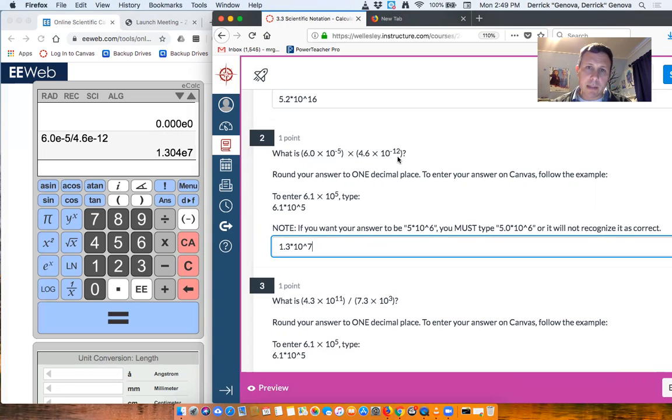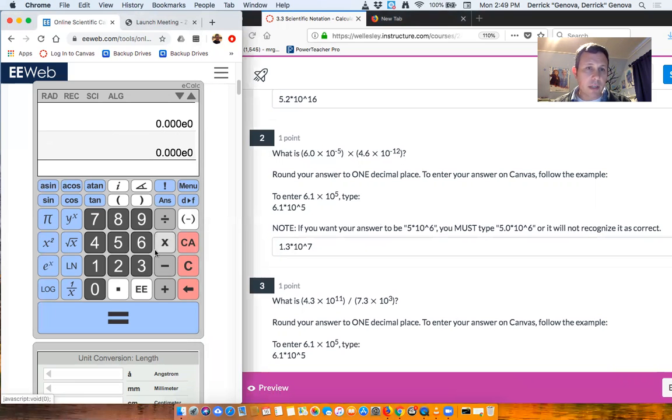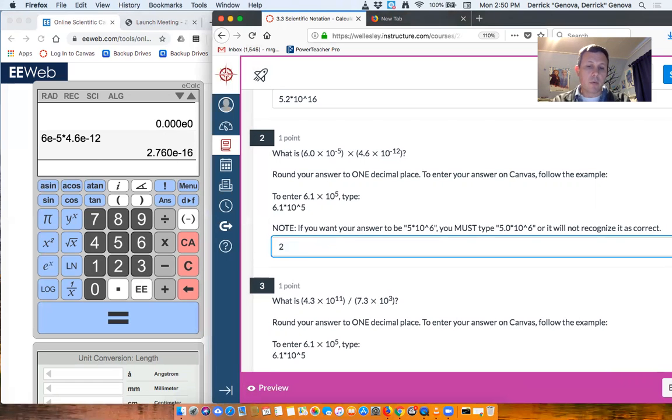I check my answer. What's negative 5 plus negative 12? Oh, I divided these, didn't I? That's no wonder why I'm getting a different answer. So that's why I double checked my answer, because negative 5 plus negative 12 should be to the negative 17. And by checking that, I avoided the mistake. So 6 times 10 to the negative 5 times 4.6 negative 12. There we go. So I get 2.76, which rounds up to 2.8 times 10 to the negative 16. Notice, negative 5 plus negative 12 is negative 17. It's within 1. It makes sense.